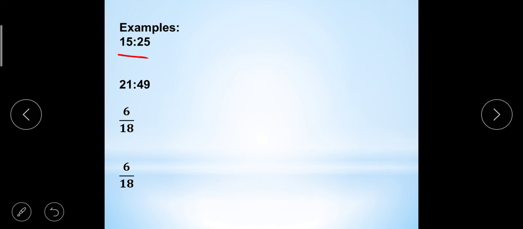Lara. 15 divided by 5. 3. How about 25, Lara? 25 divided by 5. 5. Okay. So that means the simplified form of 15 is to 25 is 3 is to 5.